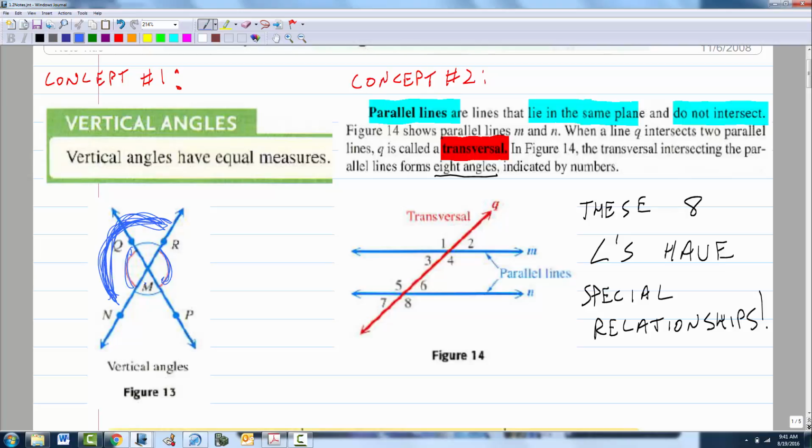What about 2 and 8? Who do we appreciate? What's 2 look like? Acute or obtuse? Acute. What's 8 look like? Could they be equal then? No. What's the relationship though? They're supplementary. The reason is 2 and 4 are supplementary.